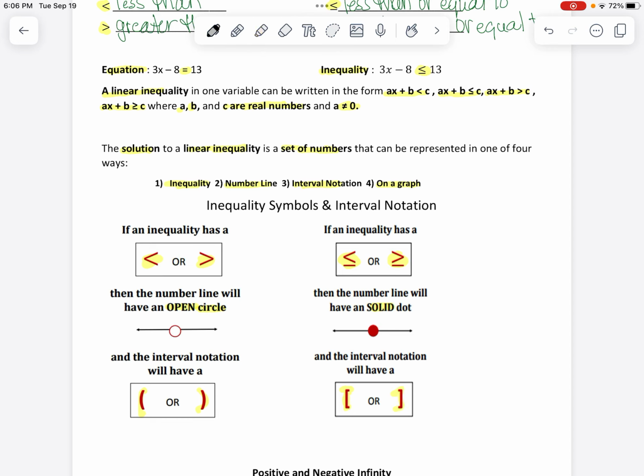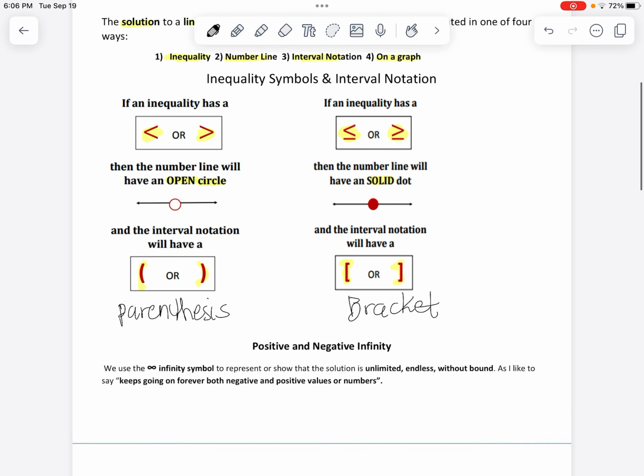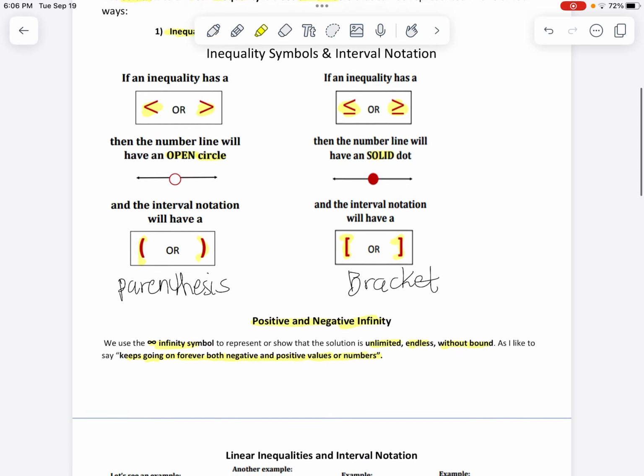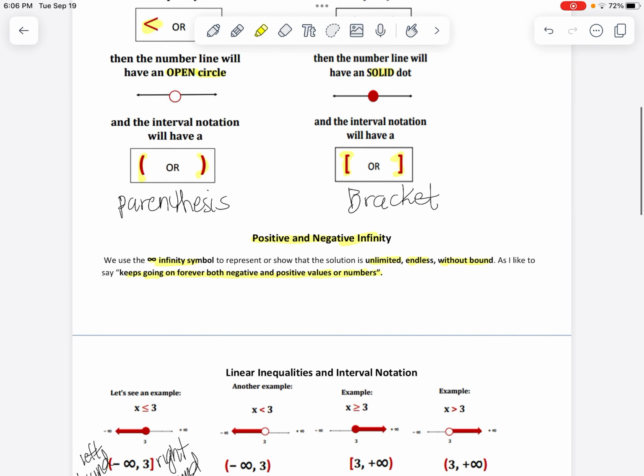Okay, so these are parentheses and brackets. Parentheses, you cannot include that value. Bracket, you can. Moving on, talking about positive and negative infinity. We use the infinity symbol to show the solution is unlimited, endless, without bound. As I like to say, it keeps going on forever, both negative and positive values. Anytime we use the infinity symbol, it's always going to have parentheses.